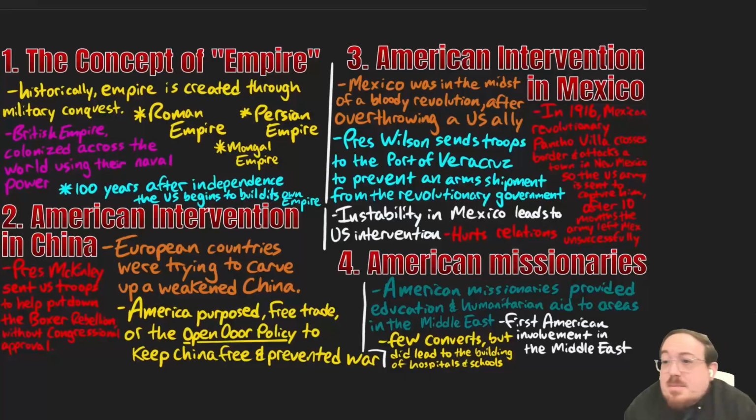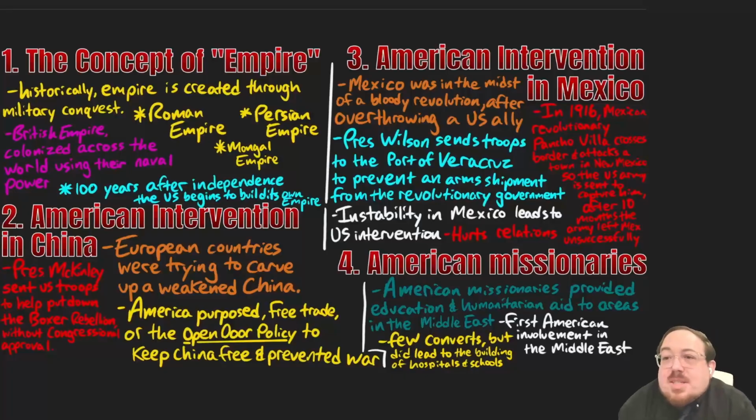Our next one is American missionaries. Much like Spain and Britain, one of the ways that we spread our influence is through spreading of religion. You have Spanish missionaries spreading Catholicism in America and in Asia. You have, of course, Puritans, English Protestants spreading it here in America.